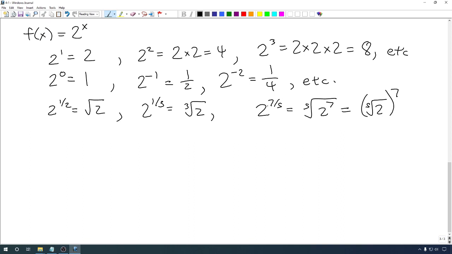Because this is equal to, you could say, 2 to the 1/5, then to the 7th power, or you could write this as 2 to the 7th, then to the 1/5 power. Because all we're doing is multiplying the 7 and the 1 over 5.